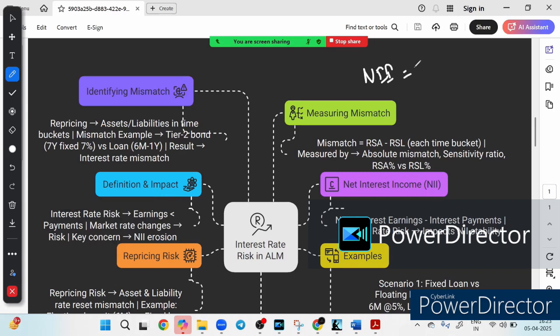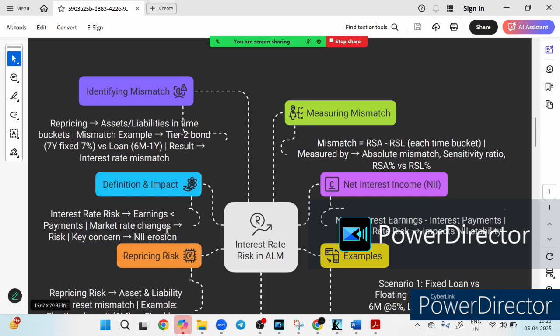Suppose interest earning is less than interest expense, then what will happen? Obviously the bank is exposed to interest rate risk. So this mismatch leads to erosion of NII, affecting the bank's profitability. Now one more thing is very, very important here, that is called repricing risk.